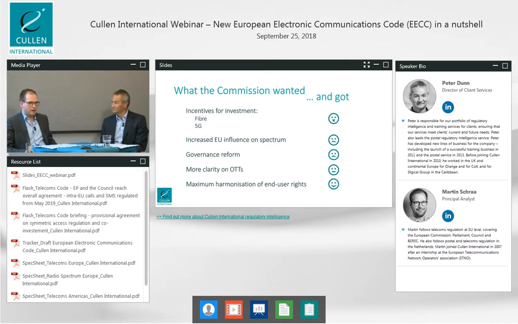I think it's fair to say that the aim of having increased influence on spectrum policy at the EU level has not succeeded. The review of governance, more or less the same, not really significant. We can say that there is at least a bit more clarity on the regulation of OTTs, but some operators might contend that there's still not a real level playing field. And a notable success, I would say, is the maximum harmonization of end-user rights. So the same end-user rights will in due time apply in all of Europe.